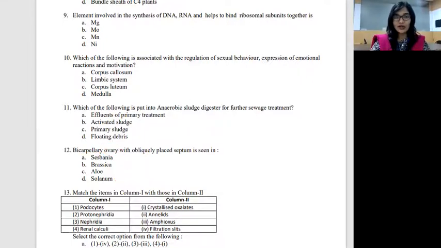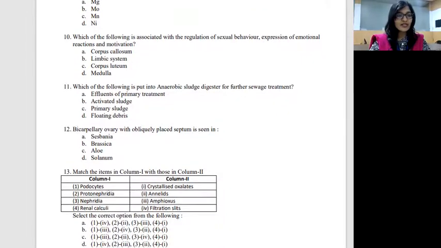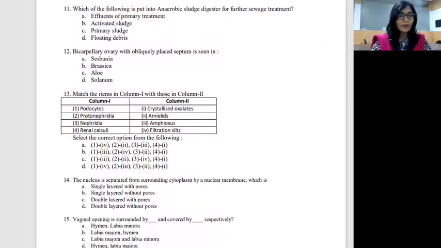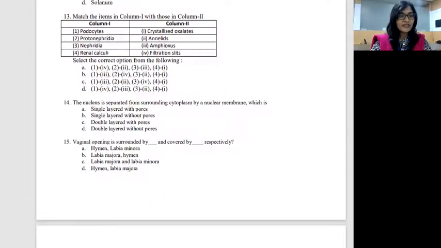Okay, let's proceed to the next question. Match column 1 with column 2 given here. Podocytes, protonephridia, nephridia, renal calculi. Renal means kidney, calculi means stones. Where will they be forming? They are crystallized oxalates. Very important. They are crystallized oxalates. Nephridia, so let's see this one.